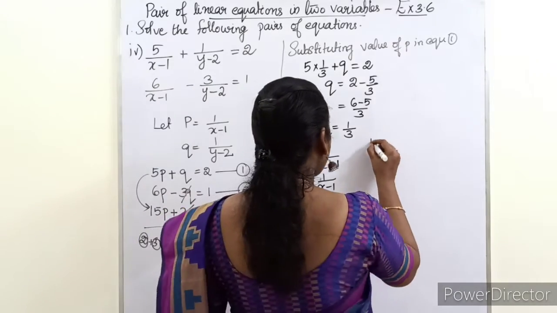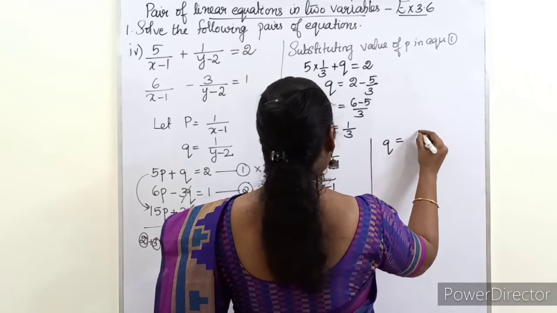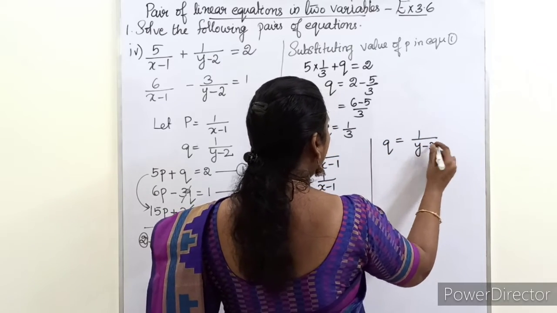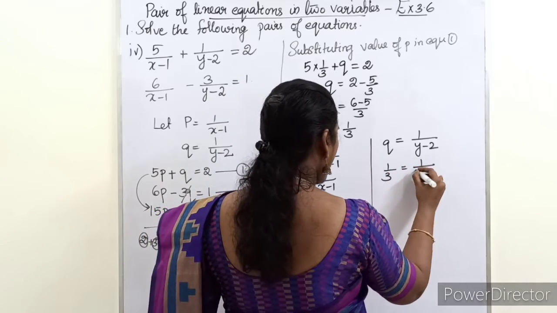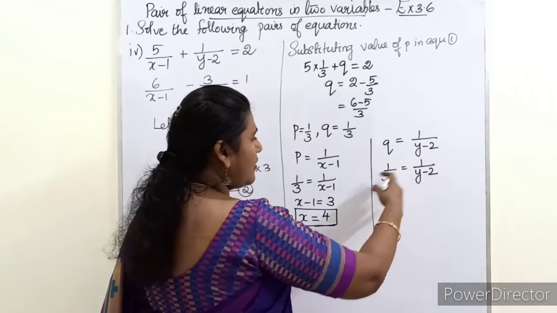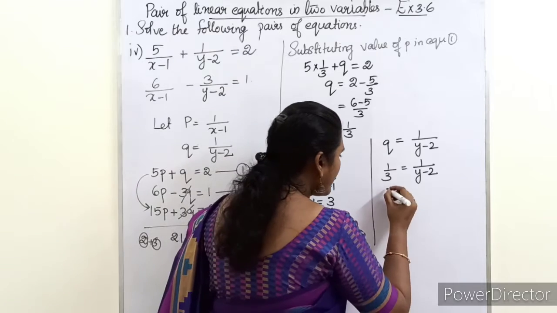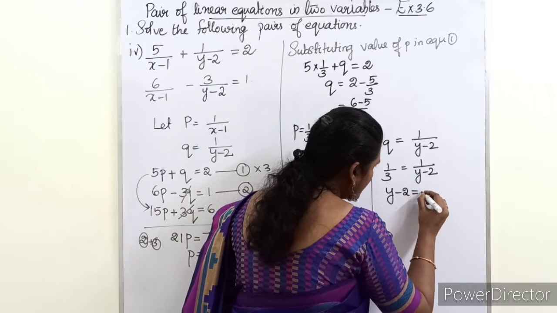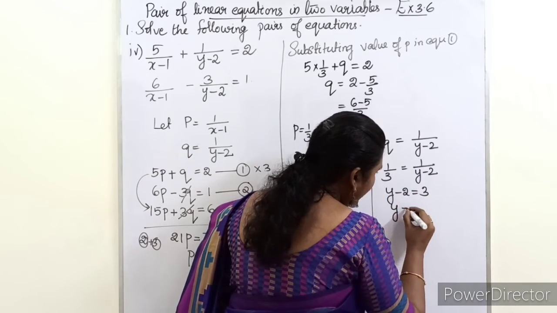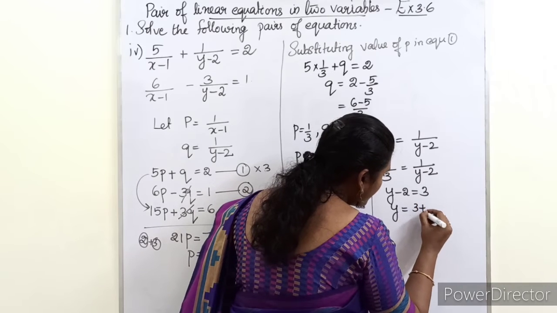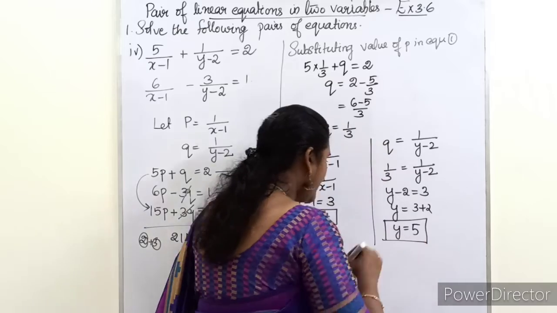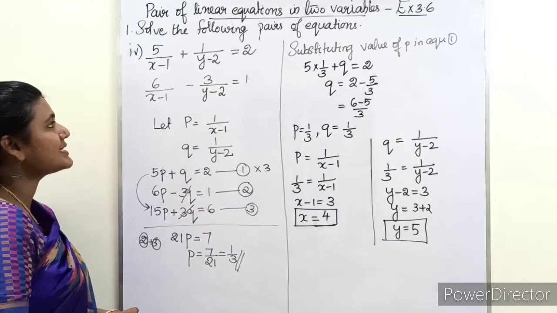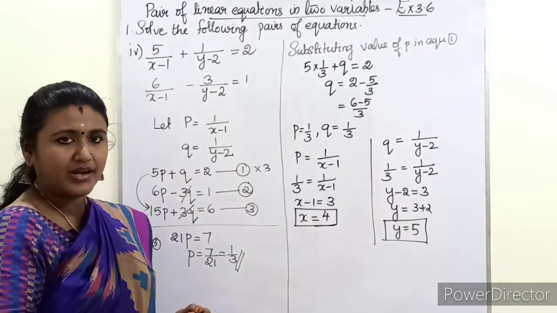Now q is equal to 1 by y minus 2. We got the value of q as 1 by 3. So 1 by 3 is equal to 1 by y minus 2. Now cross multiplication. If you do cross multiplication, y minus 2 is equal to 3. So y is equal to 3 plus 2 is equal to 5. So y is equal to 5. So we got the value of x and y. So this is the solution of the given equation.